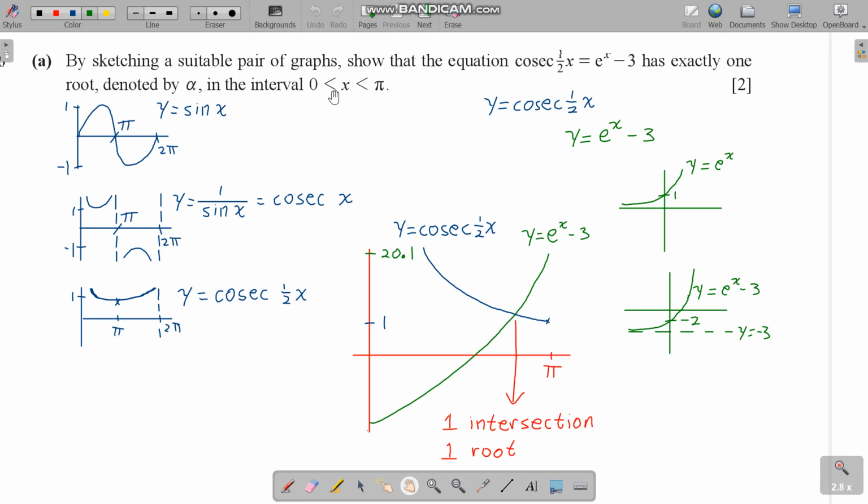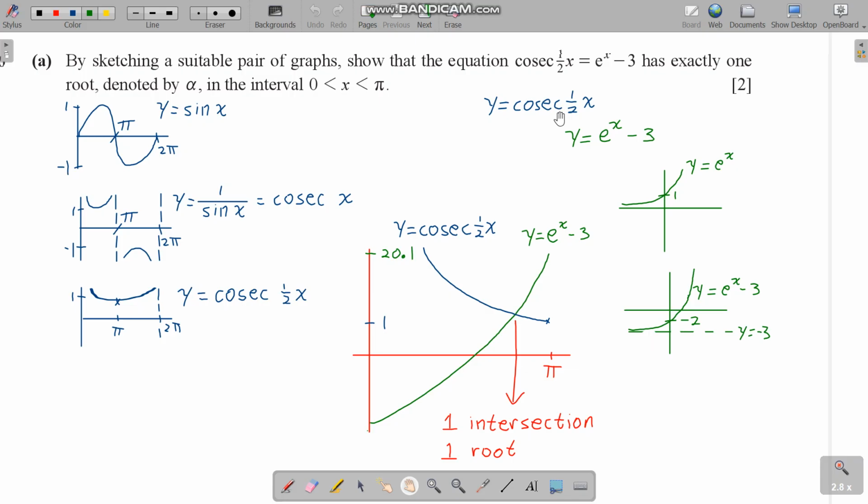Numerical solution of equations. It involves reciprocal. So the cosecant graph and the exponential graph. So to show that the equation cosecant 1/2 x equals e to the x minus 3 has exactly one root, we need to draw two graphs on the same set of axes. So we have to draw y equals cosecant 1/2 x and y equals e to the x minus 3.